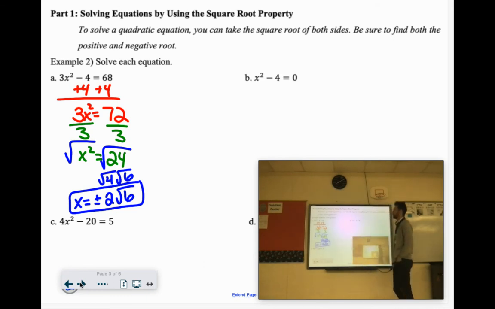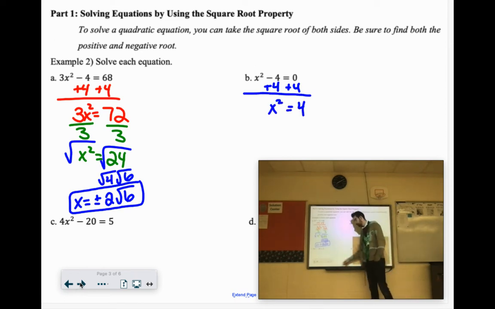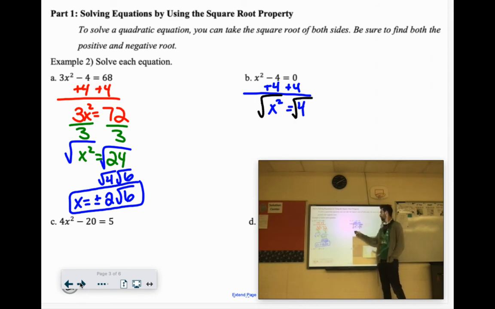X squared minus 4 equals 0. Okay? Let's get rid of the minus 4. Plus 4, plus 4. X squared equals 4. Then we get rid of the square by square rooting. And 4 is a perfect square. It's 2. But don't forget about negative 2. So x equals plus or minus 2.